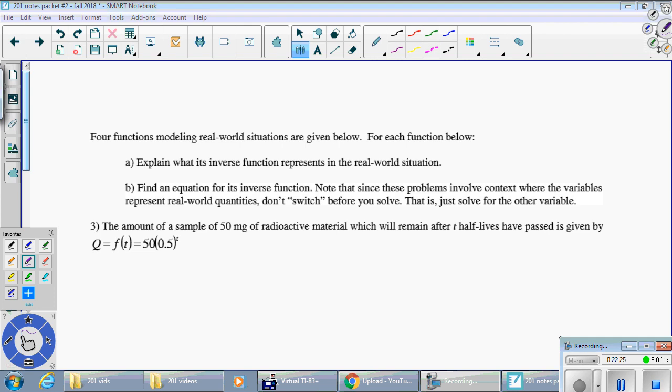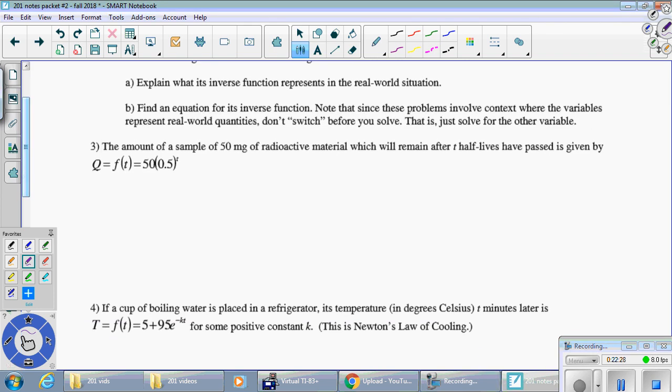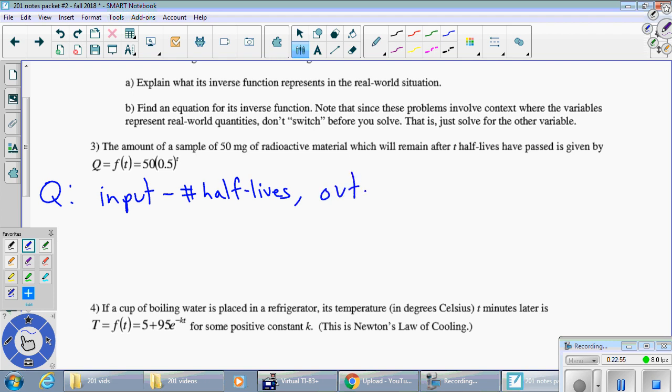Okay, number 3. The amount of a sample of 50 milligrams of radioactive material, which will remain after T half-lives have passed, is given by this formula. So let's explain what the inverse represents, and then we'll find the equation for the inverse function. So for me, what I like to do is think about the original function and write down its input and its output. So the input in this case is the value of T, which is the number of half-lives. So the input for this original function is number of half-lives. And then the output for this original function is the number of milligrams that remain. So I'm just thinking about the units for the input and the output.